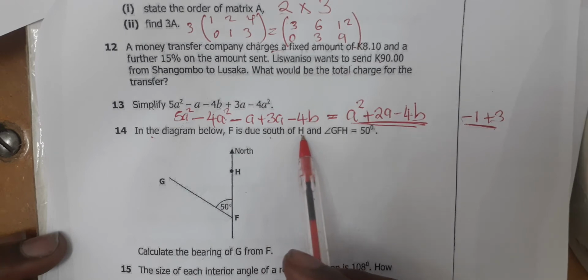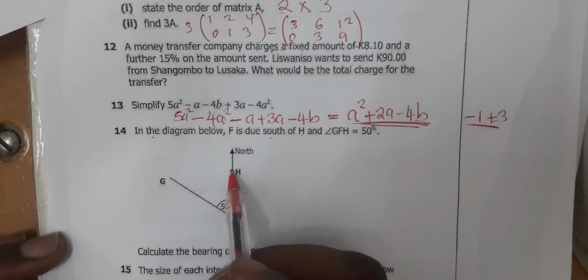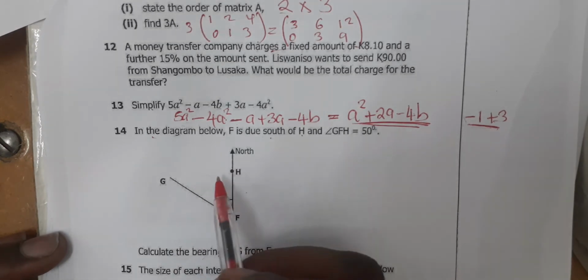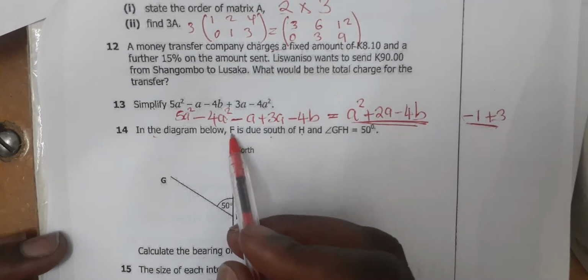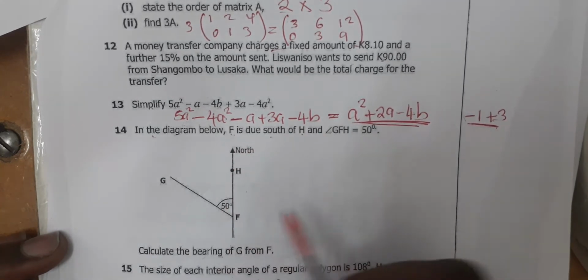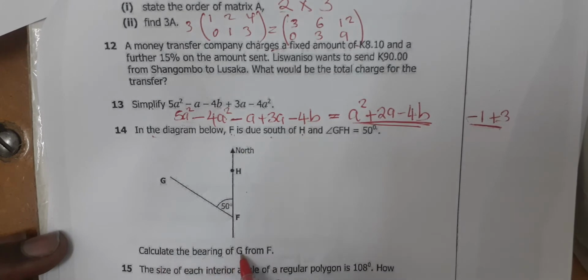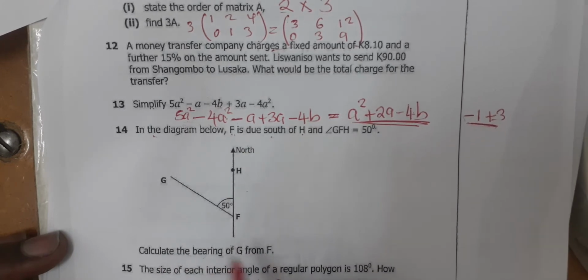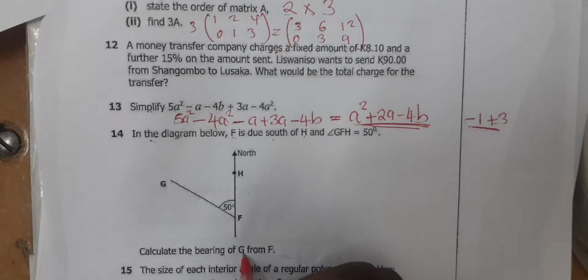Okay? Here is H, F, what is it? F is due south of H, and this is the angle here. Calculate the bearing of G from F.